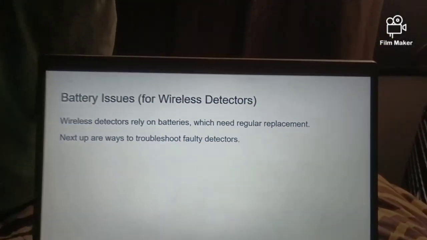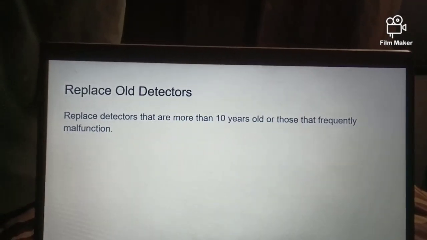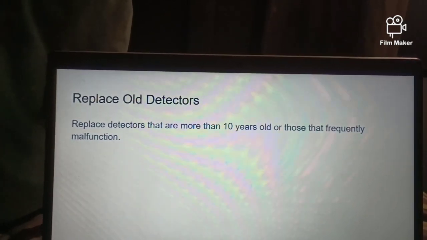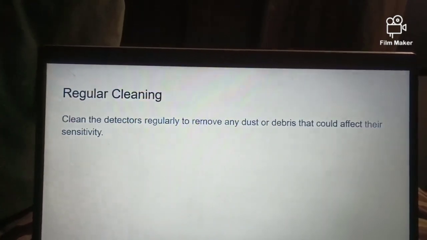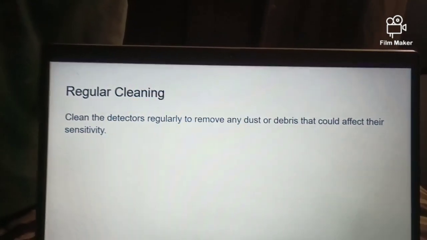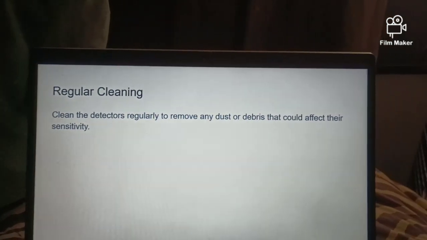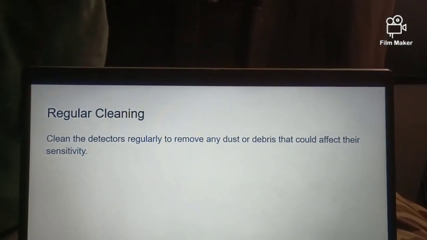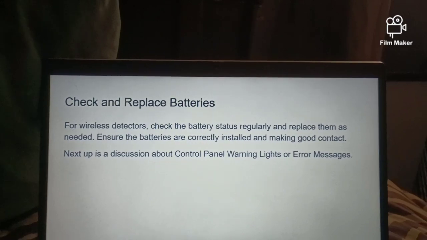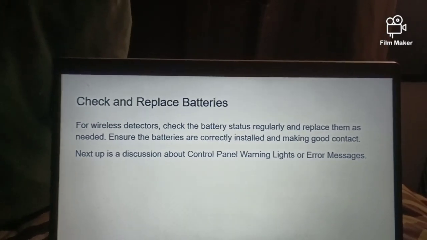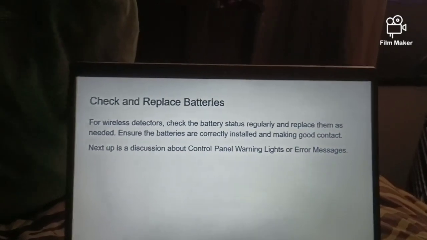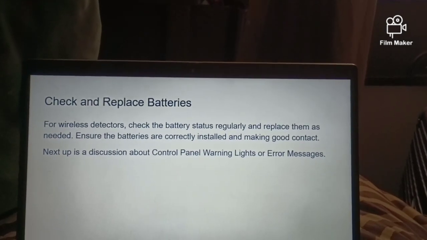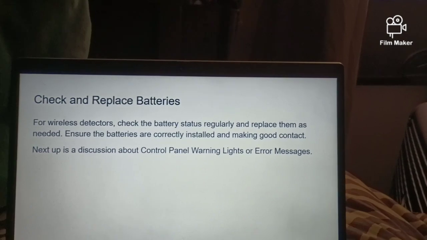Next up are ways to troubleshoot faulty detectors. Replace old detectors. Replace detectors that are more than 10 years old or those that frequently malfunction. Regular cleaning. Clean the detectors regularly to remove any dust or debris that could affect their sensitivity. Check and replace batteries. For wireless detectors, check the battery status regularly and replace them as needed. Ensure the batteries are correctly installed and making good contact.